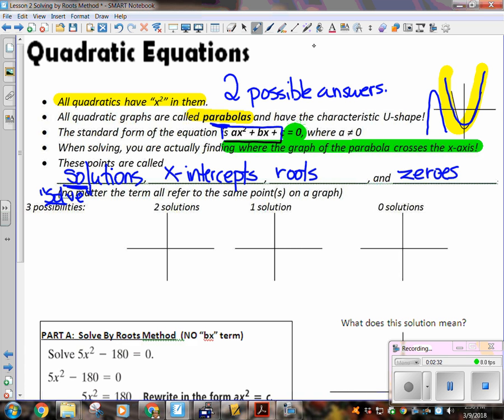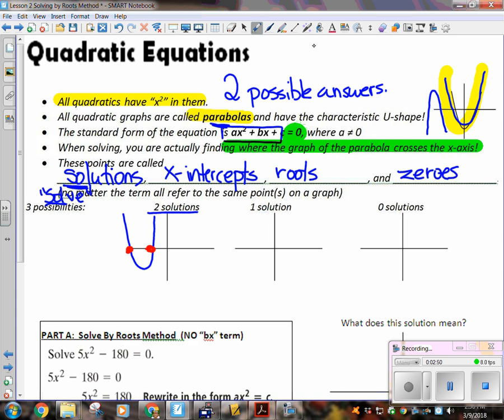Okay, there are three possibilities. Everybody pick your pencil up. So what happens is, if we have a parabola, it can cross and give us two solutions. It can come down, cross the x-axis, come back up through the x-axis, and it can actually touch it 2 times. That gives me 2 solutions.